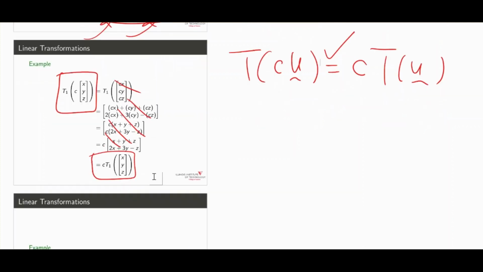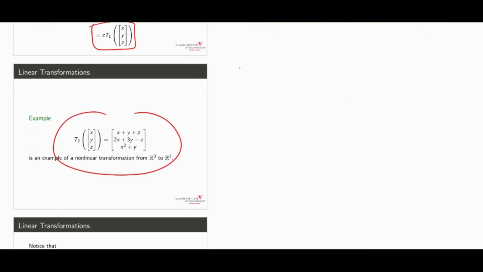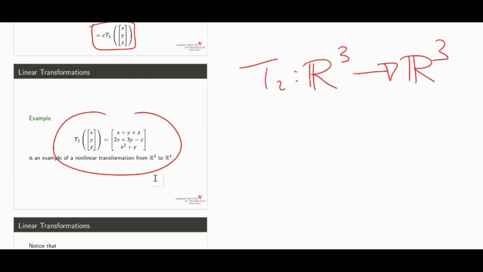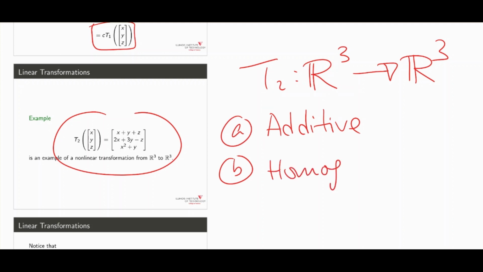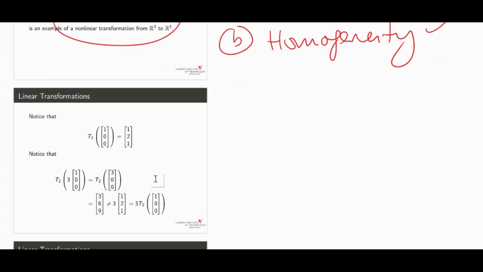Okay, now if you still remember, we also have a mapping called T2, which takes an element from R3 and maps it to another element in R3. If you are asked to verify that this is a non-linear transformation, you will see that either the additive property or the homogeneity property will fail. So one of them or both of them will fail. This is actually not a linear transformation because the additive property will not hold and the homogeneity property will also not hold. And you can verify that by giving an example.